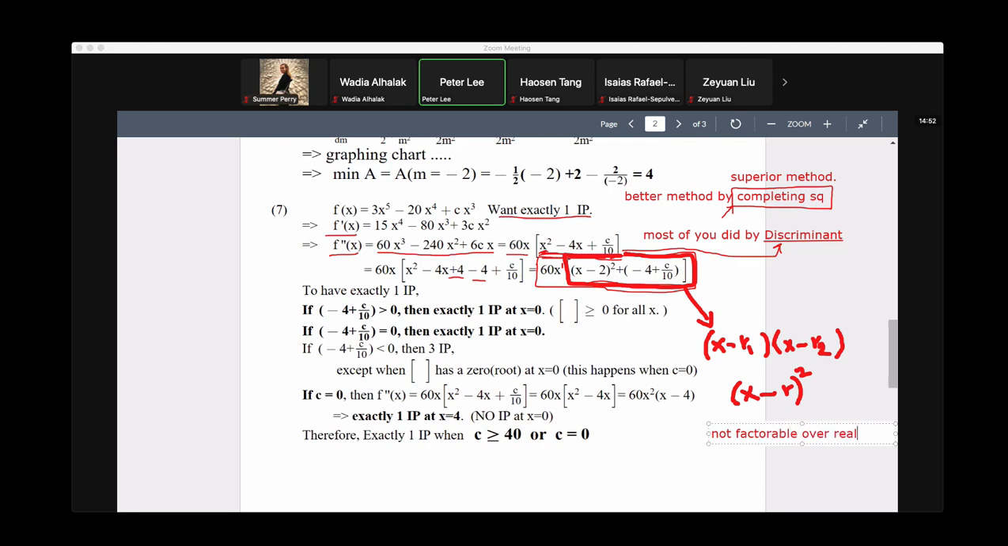That is, we have no real zeros. That is no real zeros in this case. No real zeros.